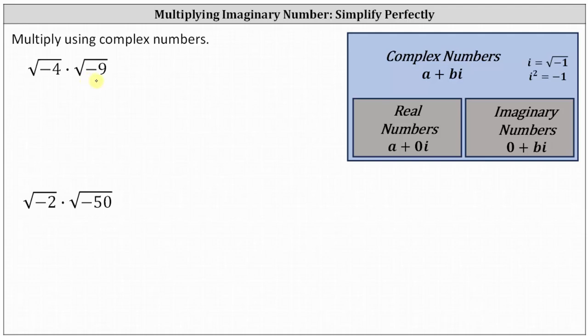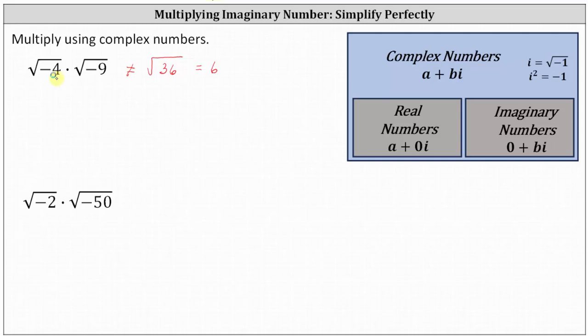We cannot simply multiply the radicands. For example, the square root of -4 times the square root of -9 is not equal to the square root of the product of -4 and -9, which is positive 36. The square root of 36 is equal to 6, but this is not the product of the given expression. Again, we first must write these both in terms of i before we multiply.